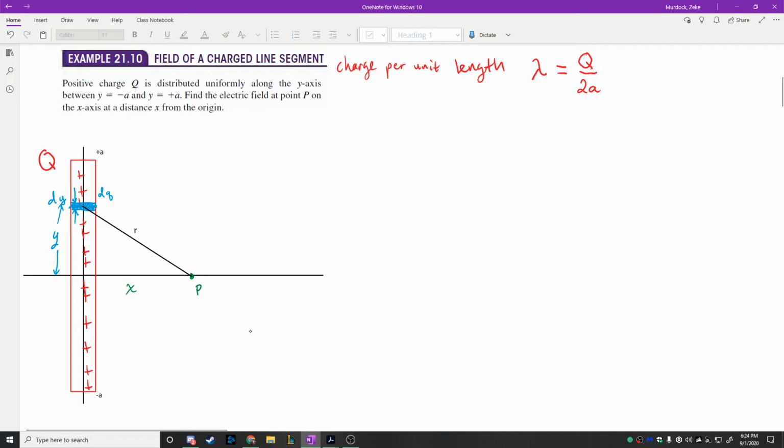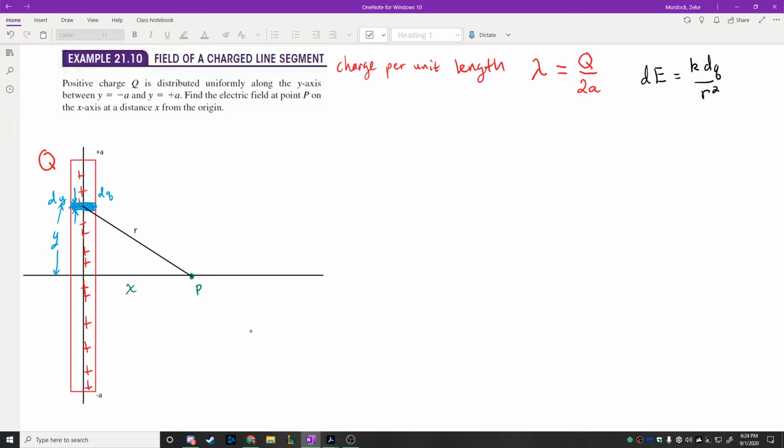Why am I calling it R? Well, because one of the things we're going to need to do in this problem is use our definition, as we defined above, that relates the electric field of a point charge to this little slice that we took out here. That looks like the electric field of a point charge, so we need this variable R inside of here.